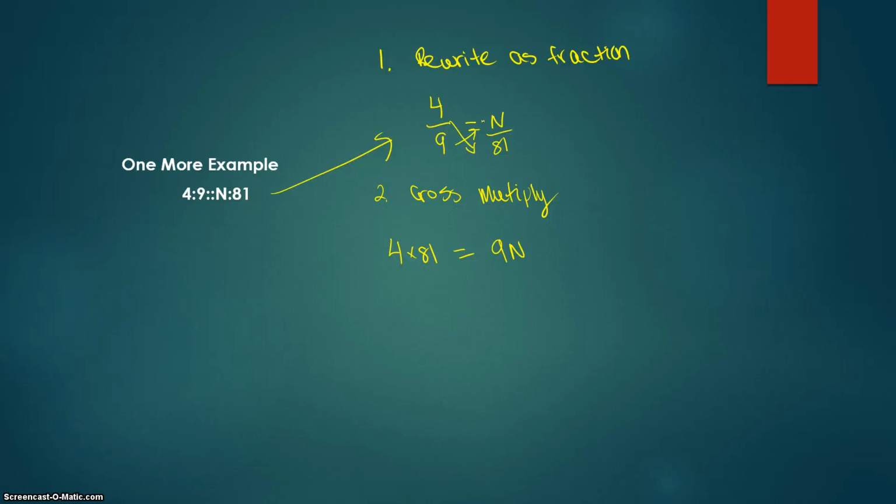So on your calculator or in your head, you can do 4 times 81 and that should give you 324. So 324 equals 9n, and then you divide by whatever number is with the letter, which is 9. 324 divided by 9. Whatever you do to the right, you do to the left. So you divide by 9 on the right side of the equal sign, and you have to divide by 9 on the left side. And you get 36. Our answer is 36.